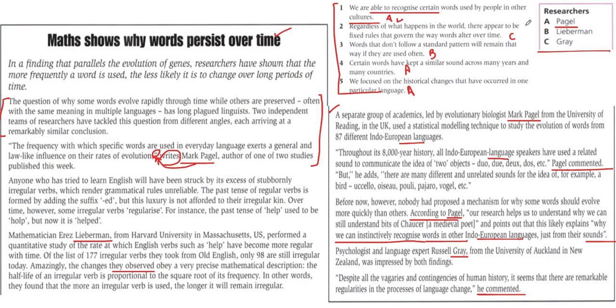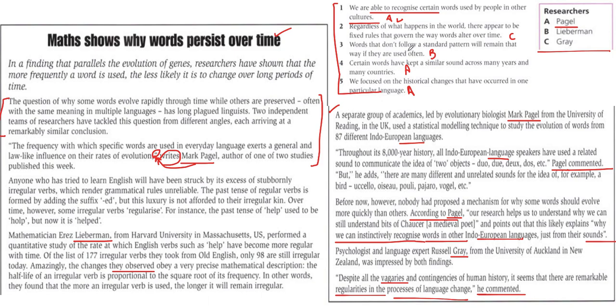Regardless of what happens in the world, there appears to be fixed rules that govern the way words alter over time. So this is Russell Gray. Despite all the vagaries and contingencies of human history, it seems that there are remarkable regularities in the process of language change. Correct, that's C.